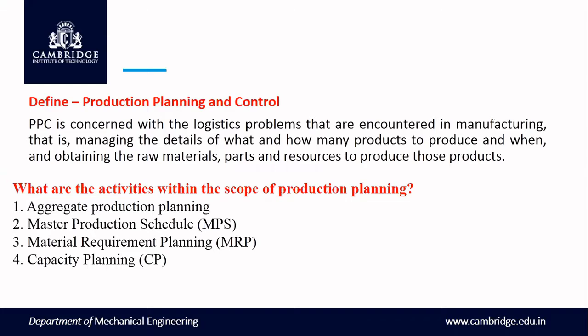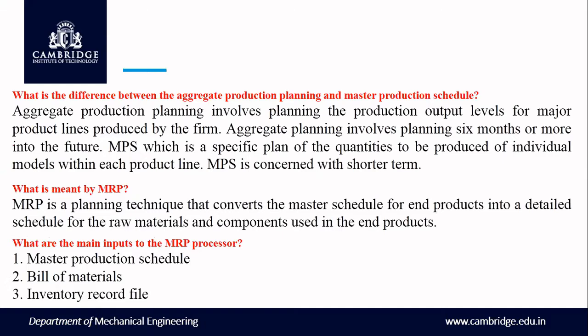Now, what are the activities within the scope of production planning? One is aggregate production planning. MPS, the master production schedule, is there. MRP, material requirement planning, is there. Capacity planning is there. These are all the various activities that come under production planning. Aggregate production planning involves planning the production output level for major product lines produced by the firm. Aggregate planning involves planning six months or more into the future.